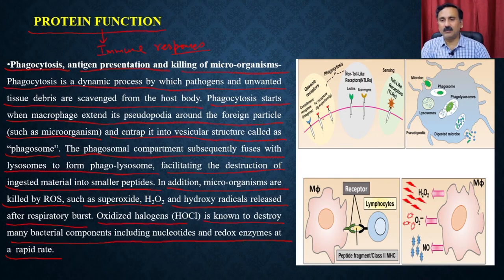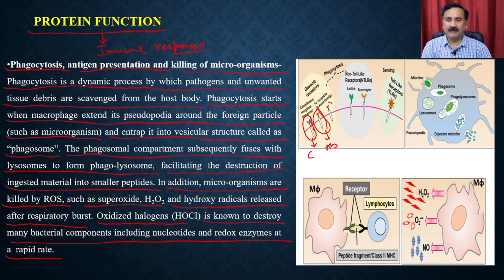So this is what you are going to see. You are going to see that the cell has different types of cell surface receptors, like the complement receptor and the Fc receptor. This Fc receptor is for the antibody, and the complement receptor is for the complement.